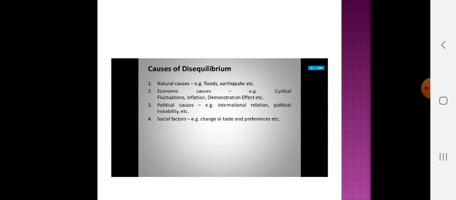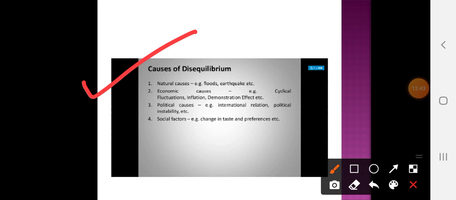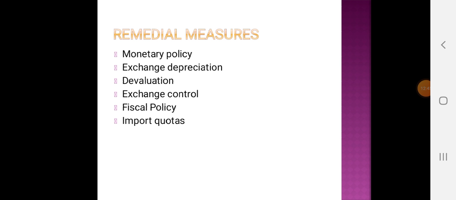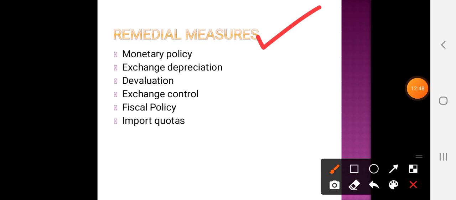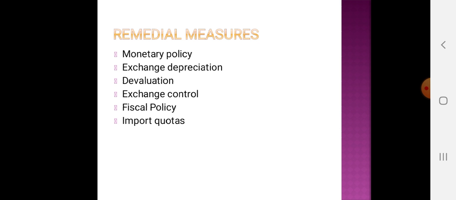That is enough for today's class. In today's class we have discussed the different causes of disequilibrium, and we have also discussed the remedies to reduce the effects of an unfavorable balance of payment condition. We'll discuss the next aspects in the next class.